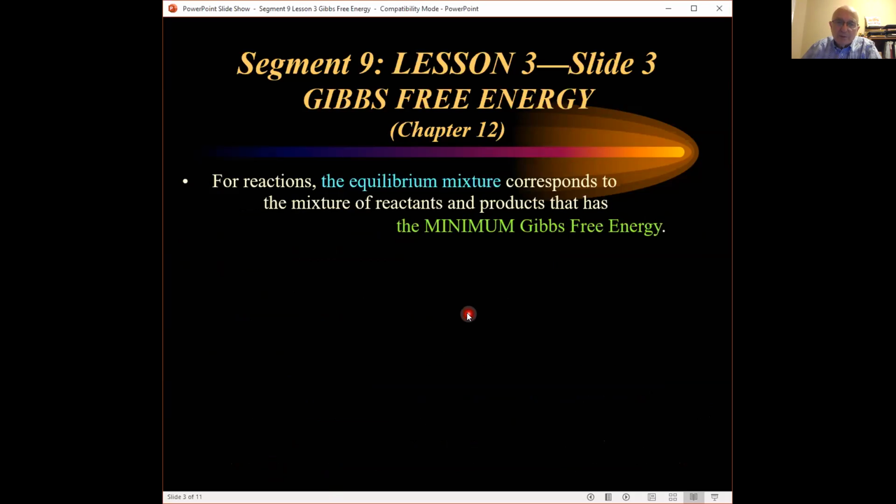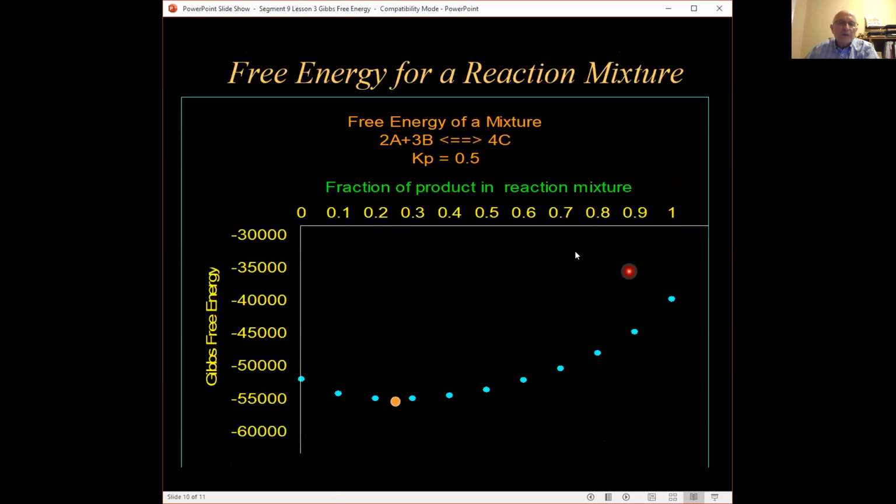So we want to go to the minimum free energy, and let's look at this cartoon. Here's a reaction. It's just a hypothetical reaction. I put a whole bunch of stuff up there, 2 moles of A and 3 moles of B to go to 4 moles of C. Now the Kp I defined as 0.5. Now what that would mean is I would take the partial pressure of C and raise it to the 4th power and divide it by the partial pressure of A squared and the partial pressure of B cubed. And if I did that and put in equilibrium partial pressures, the number I would get would be 0.5.